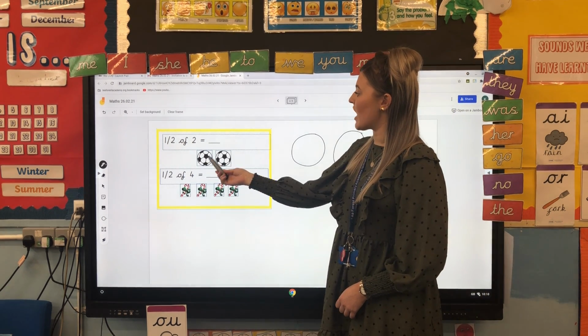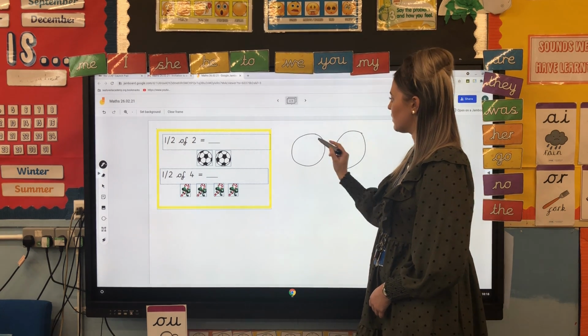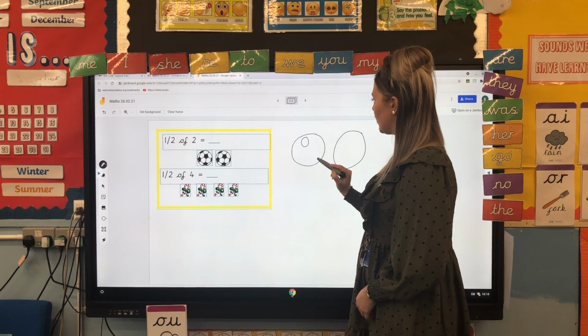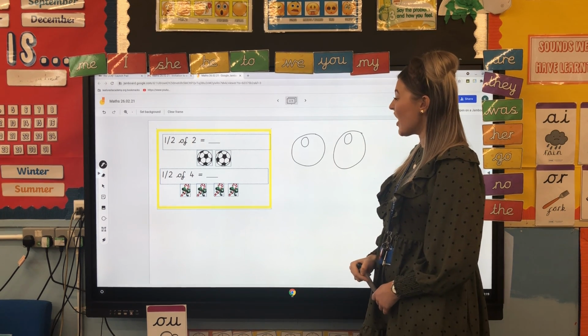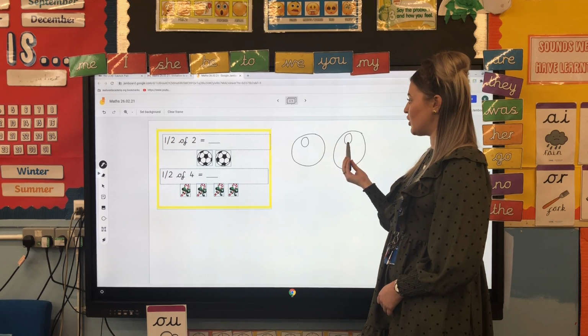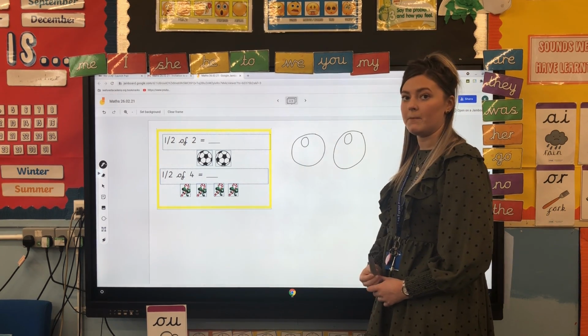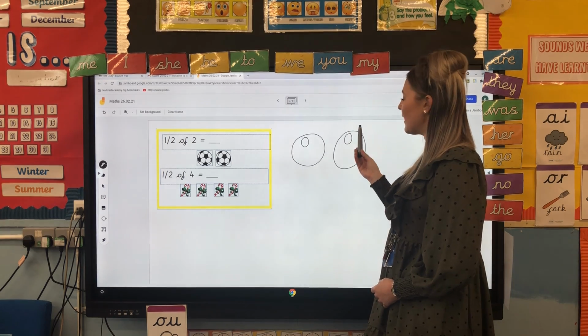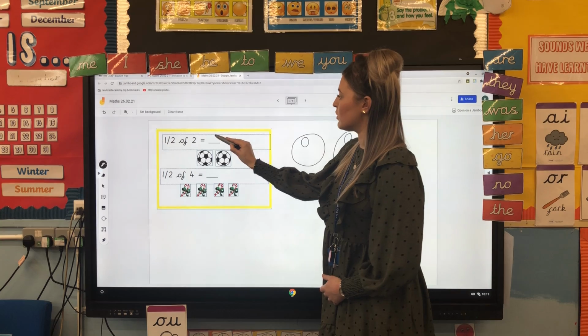I am going to share the footballs equally into my 2 groups. 1 for you, 1 for me. I can see that half of 2 is 1 because there is 1 in my first group and there is 1 football in my second group. Half of 2 equals 1.